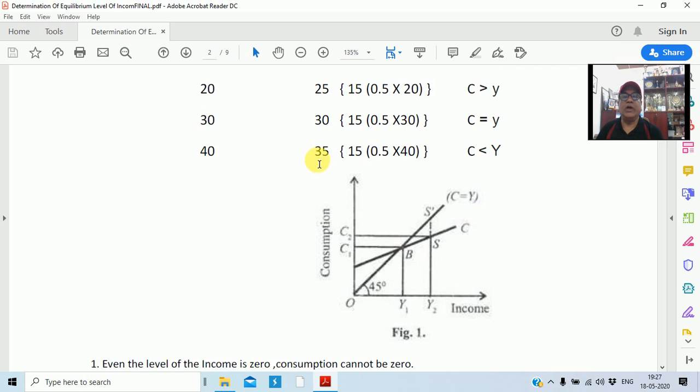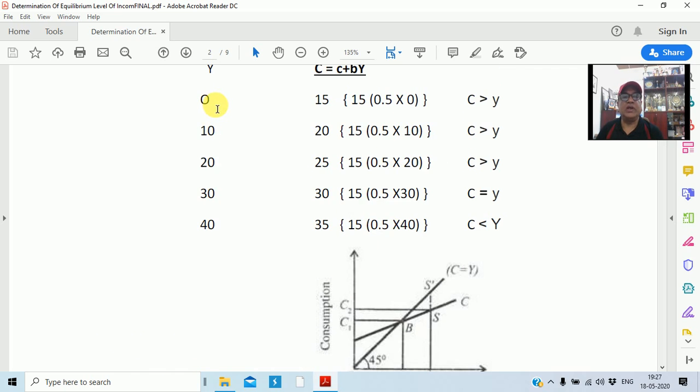Now what you learn from this schedule: initially you see income increases, consumption also increases. What is the relation? Direct relation. So whenever there is a direct relation between two variables, what will be the slope of the curve? Upward sloping. So one thing is clear, the consumption function will be upward sloping. Why? Because income and consumption, Y and C, have a direct relation. Income increases, consumption also increases. That's why the consumption function is upward sloping.